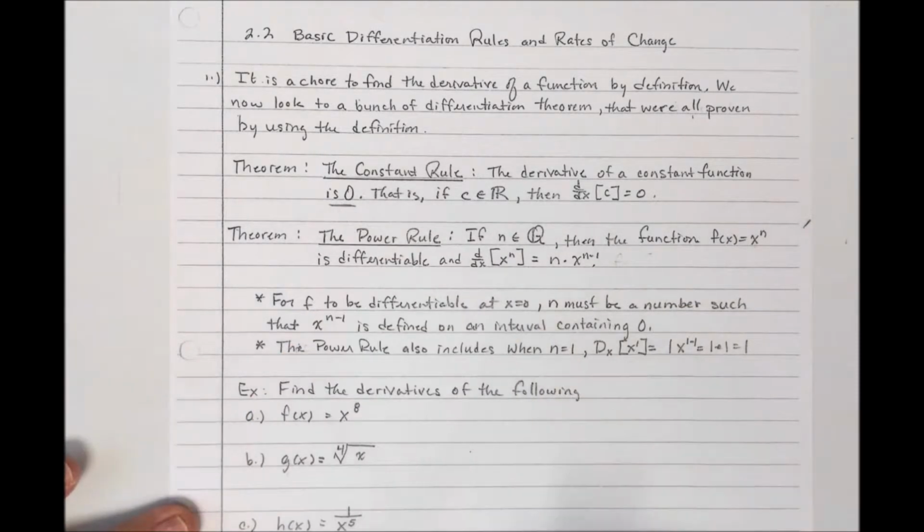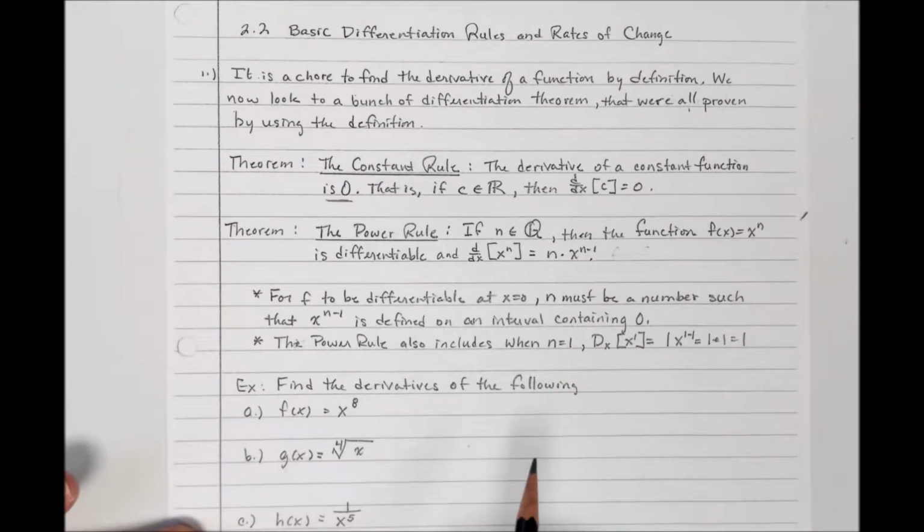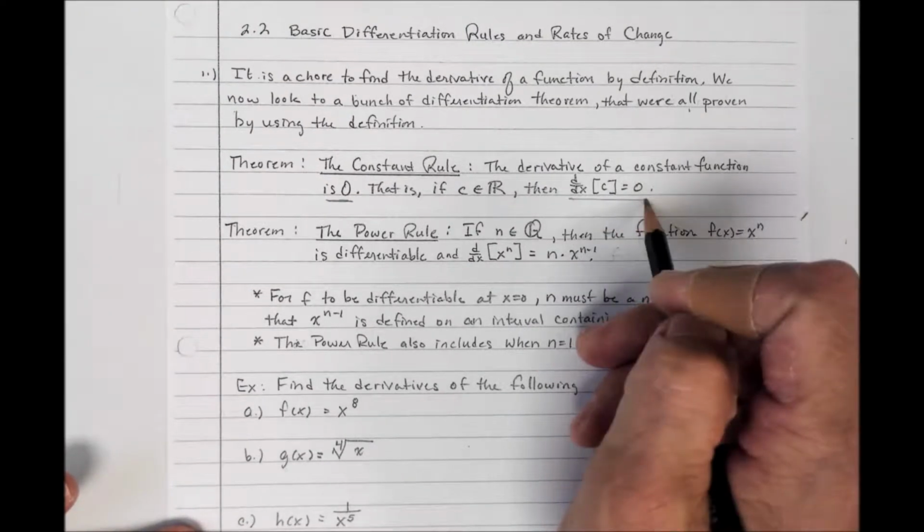Okay, so that's easy. If we take the derivative of 5, we get 0. If we take the derivative of 10, we get 0. So that makes it nice and easy to remember. The derivative of a constant is equal to 0.